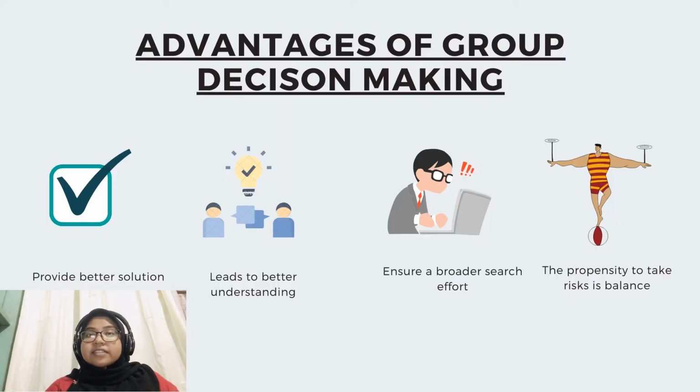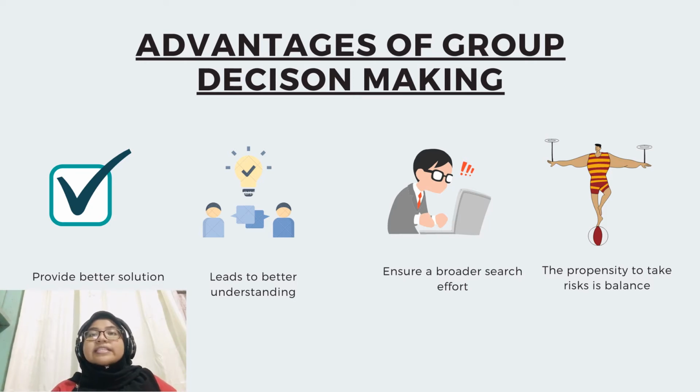Today I will cover chapter 4, which is about group techniques for generating alternatives. At first, the writer shows us the advantages of group decision making. The first one is that it provides a better solution in making a decision. It also leads to better understanding because each participant in group decision making will help each other to understand the problem clearly. It also ensures a broader shared effort.